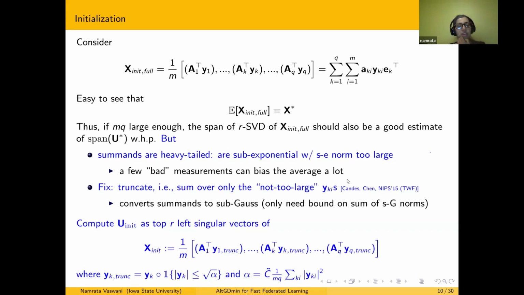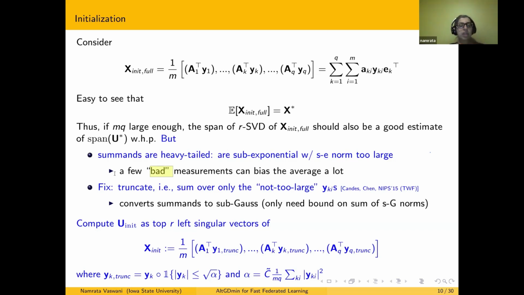Okay. And I shouldn't say bad. The A_ki's will still be Gaussian, but your summands are Gaussian squares, right? So that's what I mean by bad measurements. I'm not talking about outliers or anything like that yet. Okay, I see. Thanks.